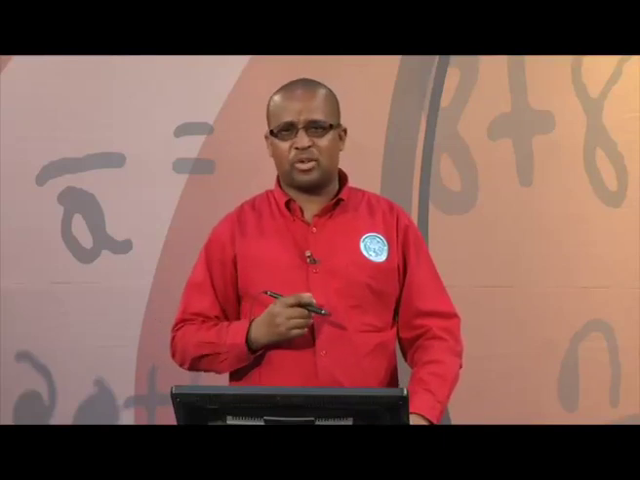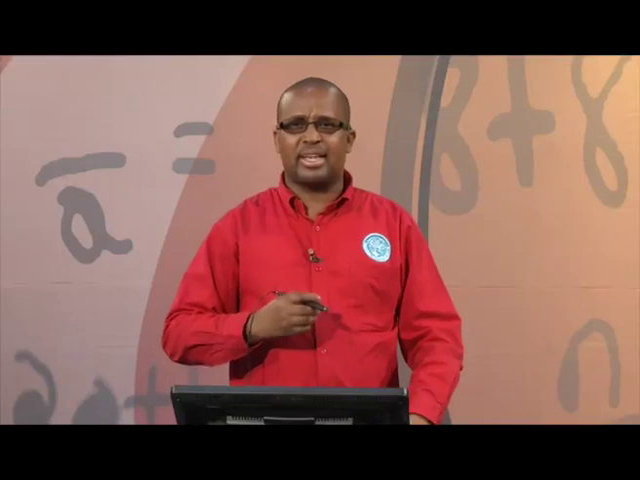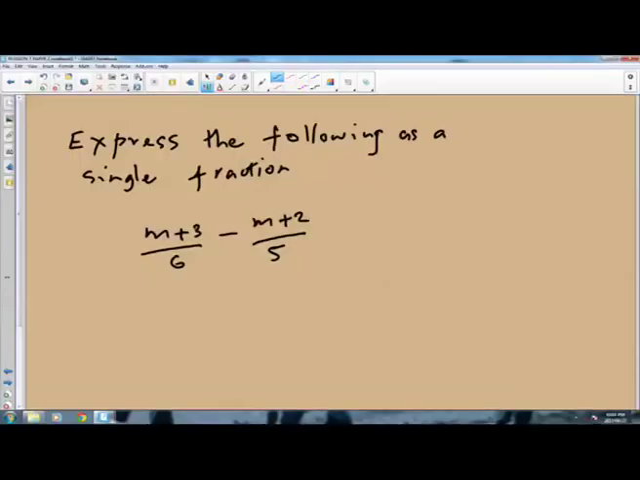And this question is what we call an algebraic fraction, where you are expected to express a given algebraic fraction as a single fraction. The question is (m plus 3) over 6 minus (m plus 2) over 5. So you are expected to express this as a single fraction. To do this, we look for the lowest common multiple of 6 and 5, which is 30.